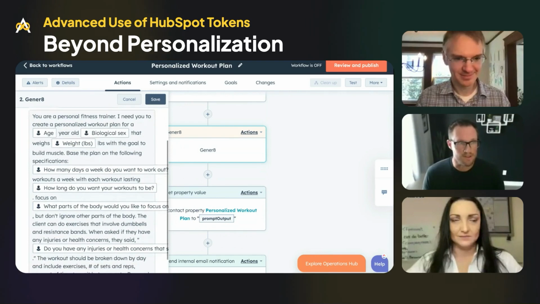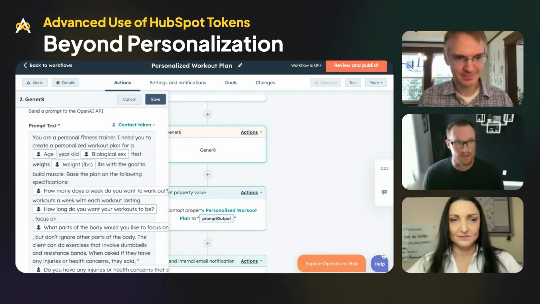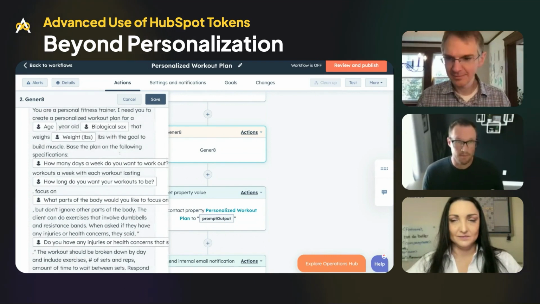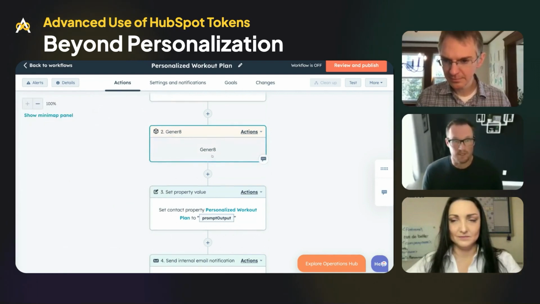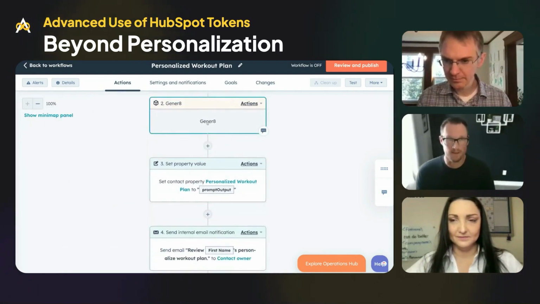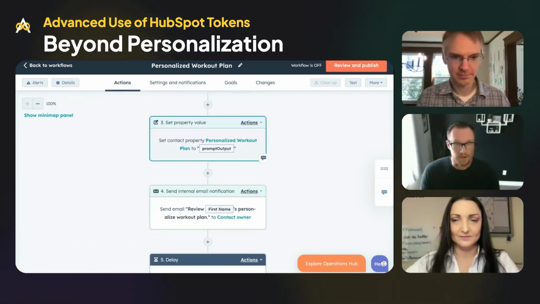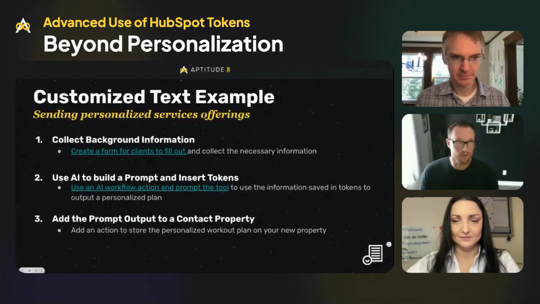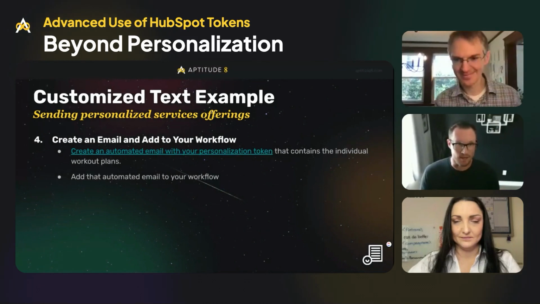And so here you can see that we've put a prompt together and we've been able to insert contact tokens to make that prompt relevant to this specific contact that's enrolled in the workflow, right? So then we can take the prompt output that comes out of this action and we can set it into a custom multi-line text field, personalized workout plan. And so here, this is one of the cool things that I think is that this allows you to deliver personalized experiences at scale, right?